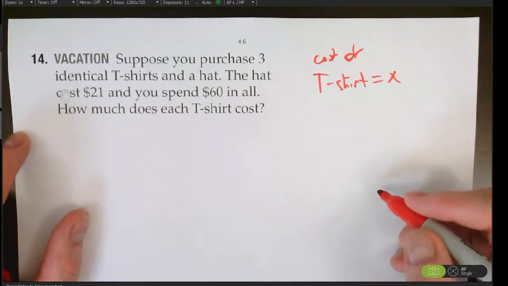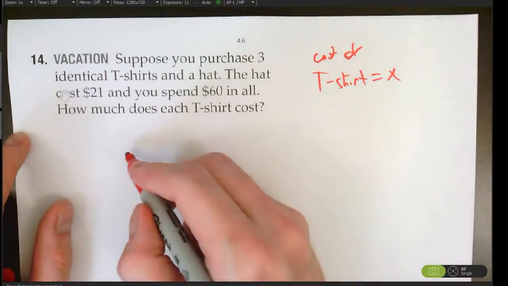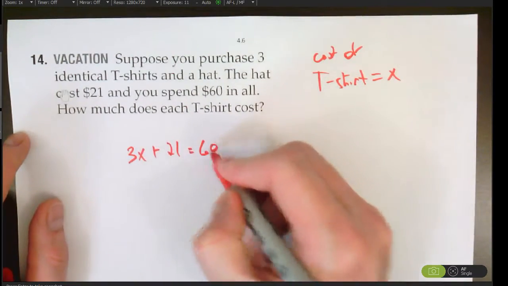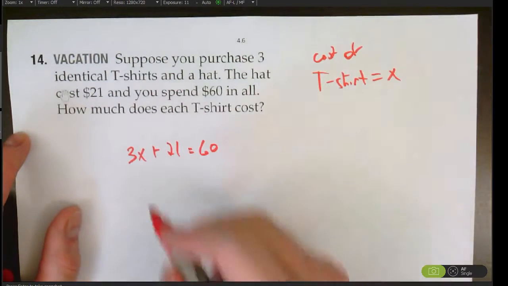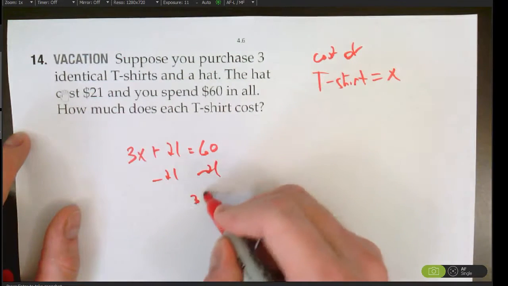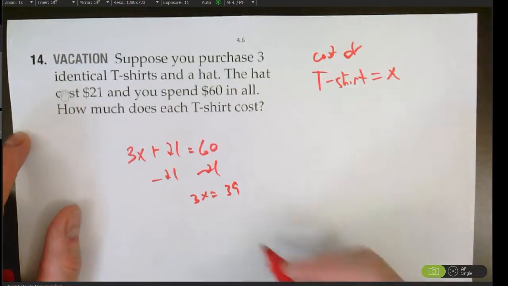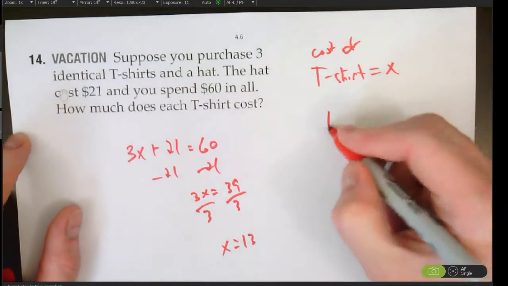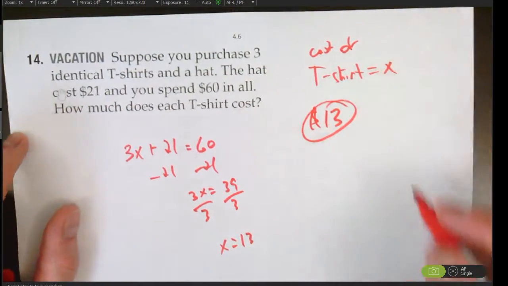So the cost of the t-shirt, well, we had 3 of them. So it's 3X plus the hat, which was $21. It ended up being 60 total. So subtract 21. 3x is 39. Divide by 3. 13. So that was $13 for each t-shirt.